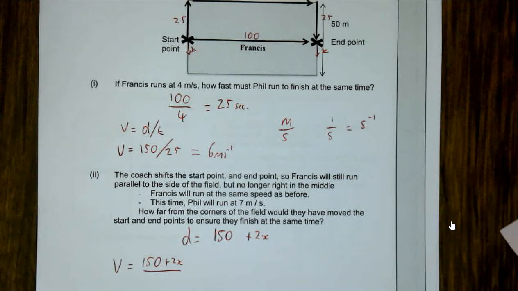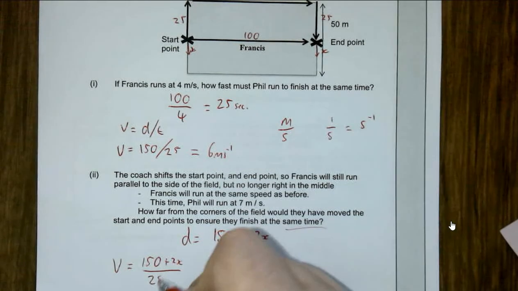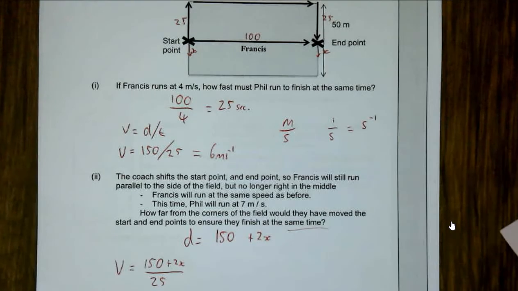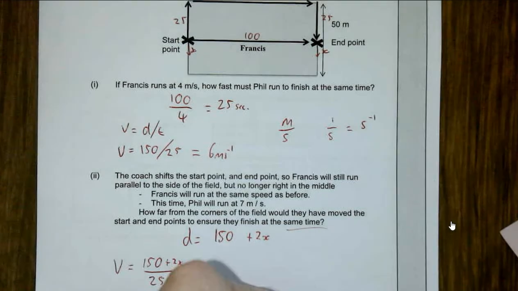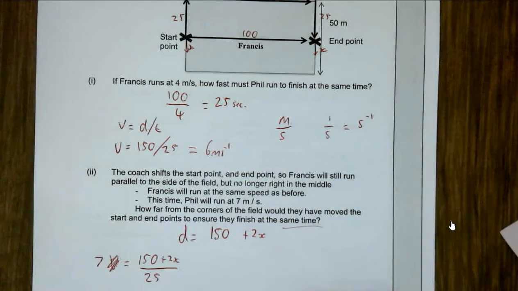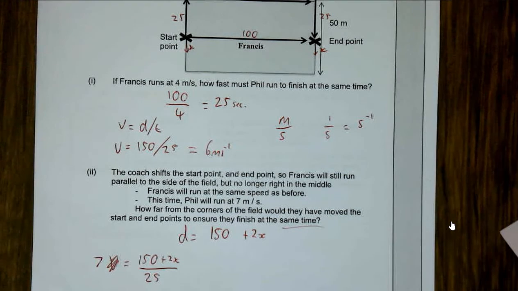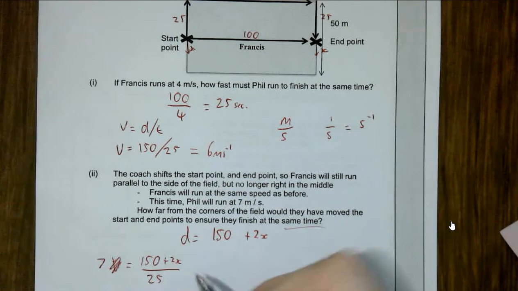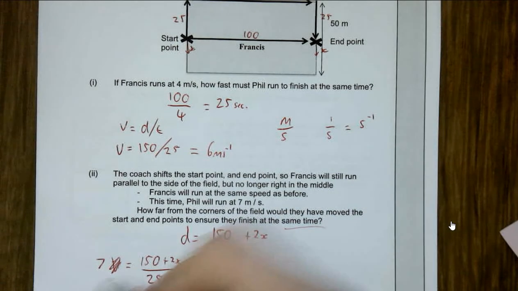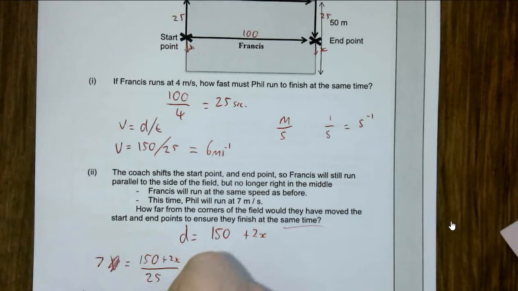It's the same amount of time, so it's still going to take 25 seconds. We know his speed this time. What's his speed? His velocity? 7. So we can write this as a 7. Now I just have to solve for x. So 7 times 25 is 175. So I'm just multiplying both sides by 25.